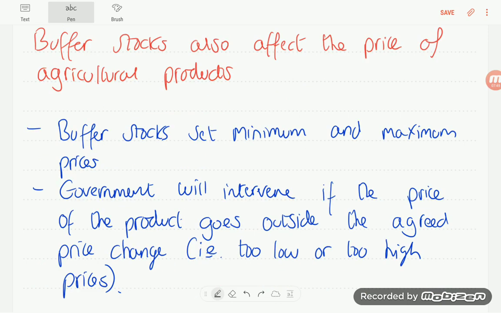Buffer stocks also affect the price of agricultural products. Buffer stocks involve a government or its agency setting a minimum and maximum price for a product, for example wheat. The aim of buffer stocks is to stabilise market prices for particular products and prevent shortages. If the price mechanism causes the price of the product to go outside of the agreed range, i.e. too high or too low, then the government will buy or sell the product until the price returns to the agreed range. So I'll show you an example of that now.